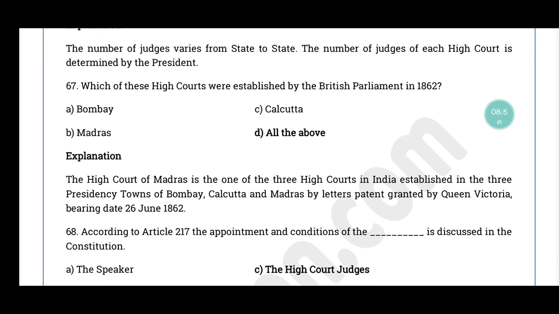Question number 67. Which of these High Courts were established by the British Parliament in the year 1862? The correct answer is option D, all the above. By the letters patent granted by Queen Victoria on 26 June 1862, three High Courts were established in India, in the presidency towns of Bombay, Calcutta and Madras.